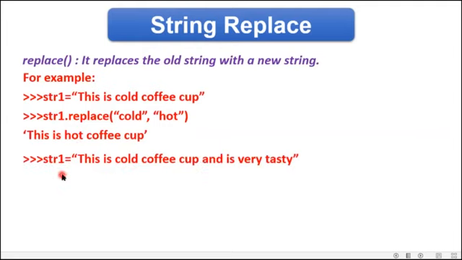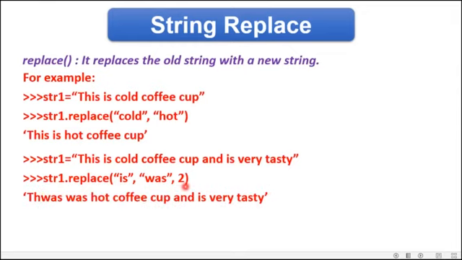Another example, str1 is equal to, this is cold coffee cup and is very tasty. Now here I want to replace is with was. That means this present tense I want to change into past tense. So I'll be writing it in this way: str1.replace is, which I'm going to replace, was, by which I'm going to replace this old one, and 2. That means at 2 places only the change will happen. And once I press enter, this will be the result.